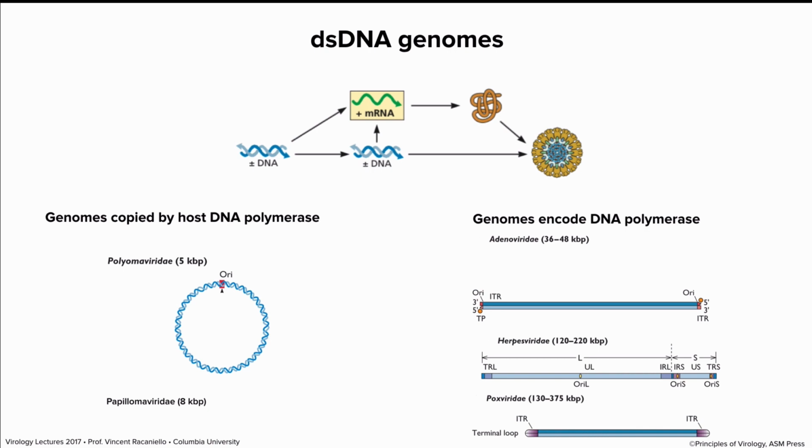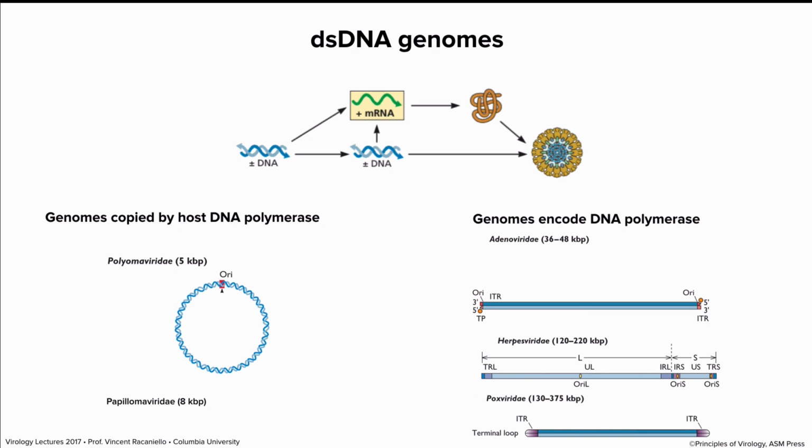So we have two generally different types of viruses with double-stranded DNA genomes. Those in which the genomes are copied by the host DNA polymerase. The DNA polymerase that copies your DNA copies the DNA of these viruses. These tend to be rather small genomes.